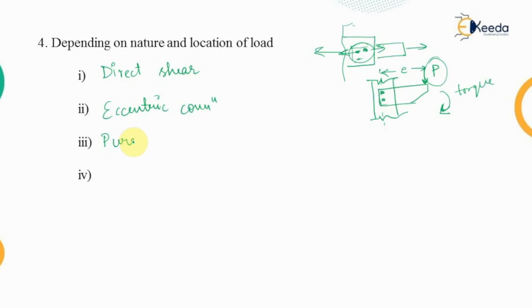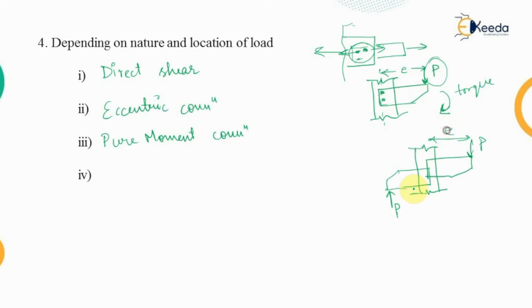The third type of connection is known as the pure moment connection. In this pure moment connection, a connection is provided in such a way that on both the sides of the column, we are having two members connected in such a way that they are applying the equal amount of force at the equal eccentricity. In that case these two forces will be forming a couple, and because of that only moment will be acting, and that's why the connection is known as the pure moment connection.